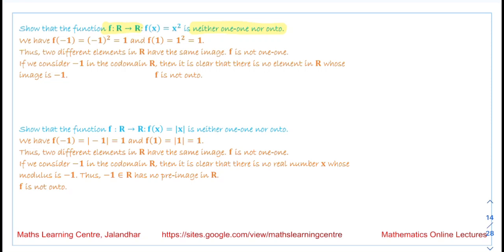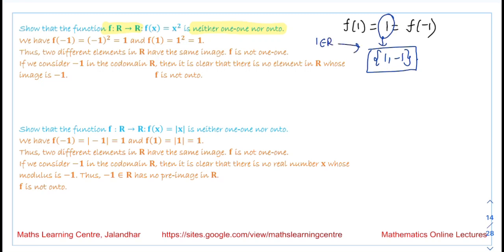If we look at this function, the value f(1) is equal to 1, and that is equal to f(−1). So if we write the inverse image of the element 1, then it is 1 as well as the element −1. So this shows that 1 does not have a unique inverse image. 1 belongs to R and it does not have a unique inverse image. So this function is not a one-to-one function.